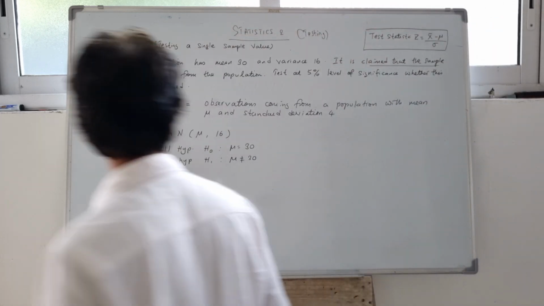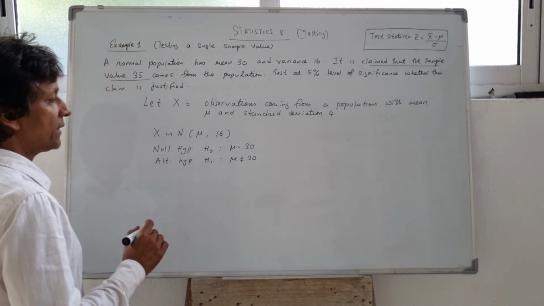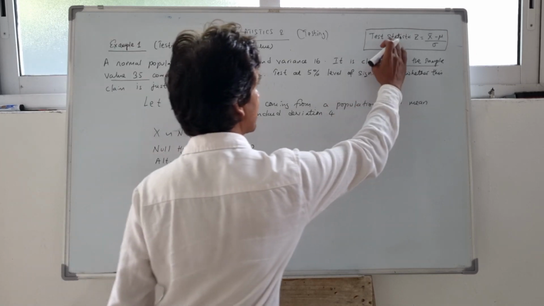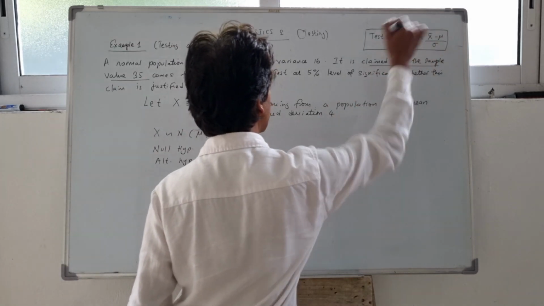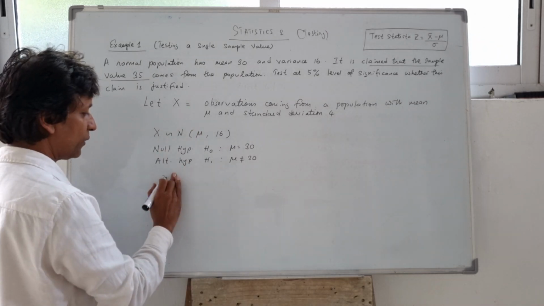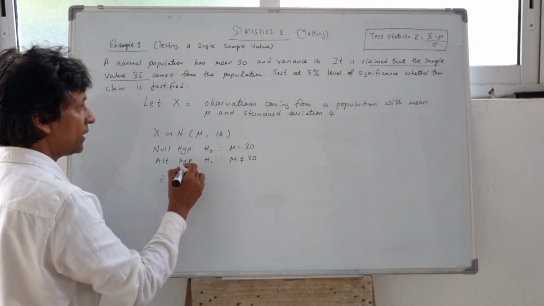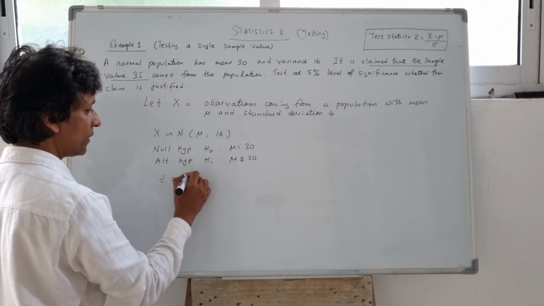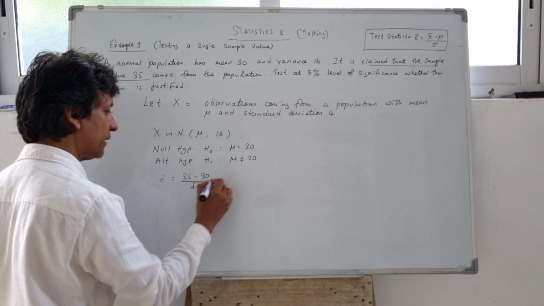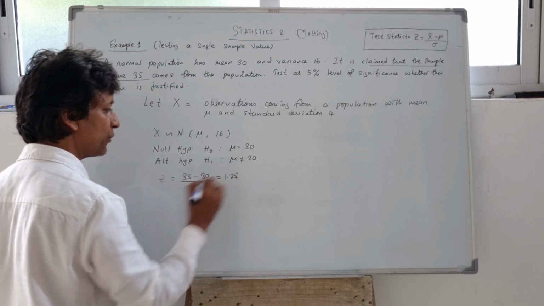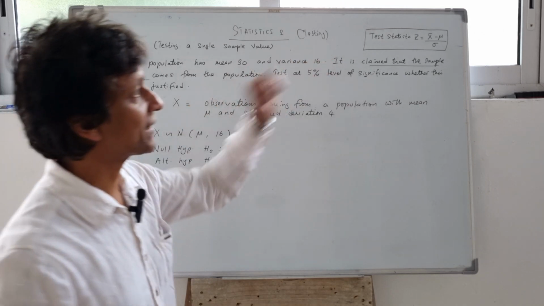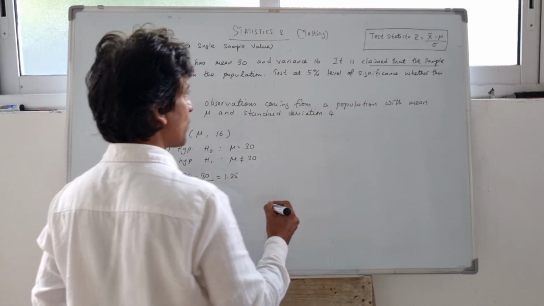And the thing that we do when we have this is we need to carry out our test statistic Z. So the test statistic Z is the sample value 35, minus the mean mu, 30, over the standard deviation, square root of 16, and all of that's going to give you 1.25. Now this is our Z value from the test statistic.